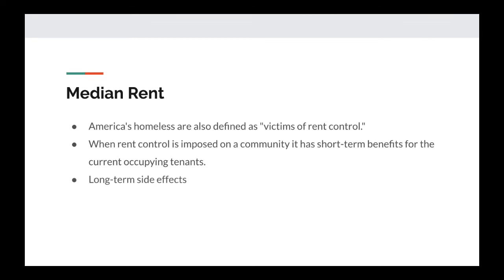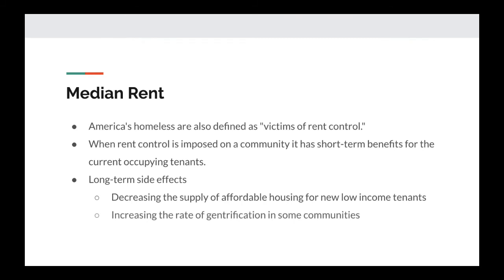But for those coming into these communities, it's going to be harder to find apartments because you're going to have a smaller supply. Some of the long-term side effects, you're going to see a decrease in the supply, like I just said earlier. You're going to increase the rate of gentrification in some communities, which is going to increase the price for everything in that community. And you're going to have negative effects on the surrounding neighborhoods.